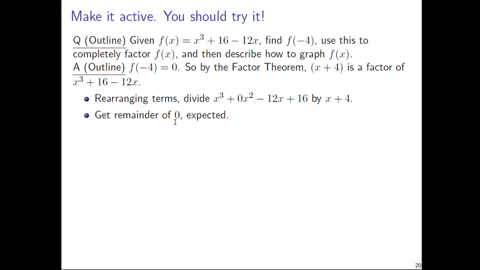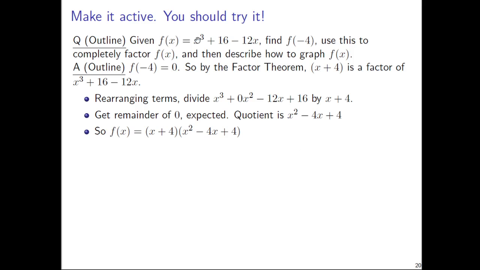If you don't get a remainder of 0, it's a red flag. You should go back and clarify what's going on with long division. You should get a remainder of 0, and that should be expected because if x plus 4 is a factor, there should be no remainder. Spoiler alert, the thing at the top of the division symbol should be x squared minus 4x plus 4.